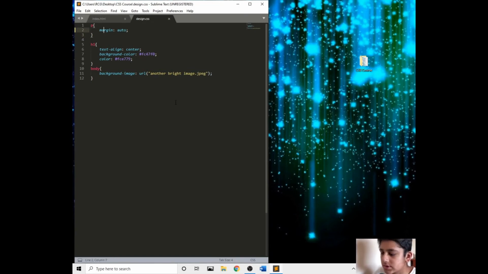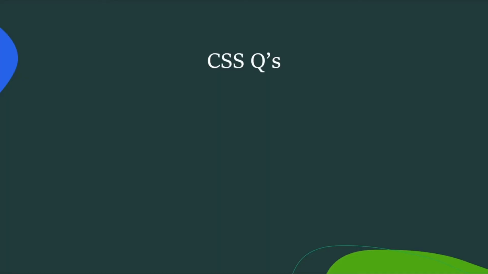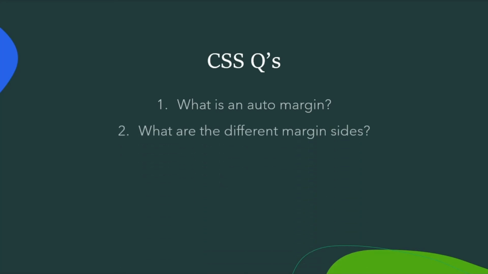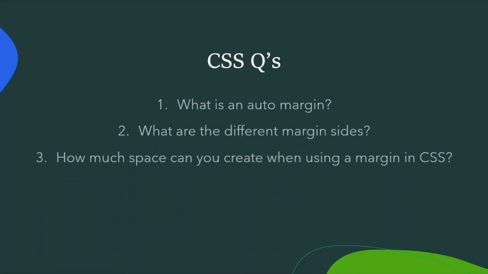So let's go on to the CSS questions. Here we are on PowerPoint slides, and let's go through the CSS questions. For number 1, what is an auto margin? Number 2, what are the different margin sides, and number 3, how much space can you create when using a margin in CSS? I'll give you a few seconds.